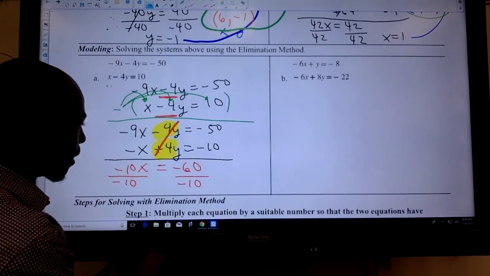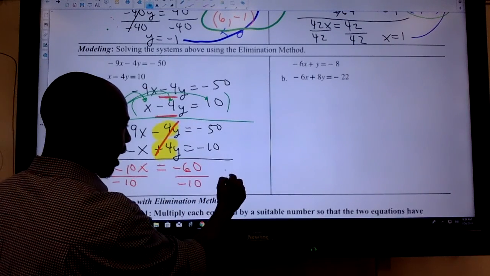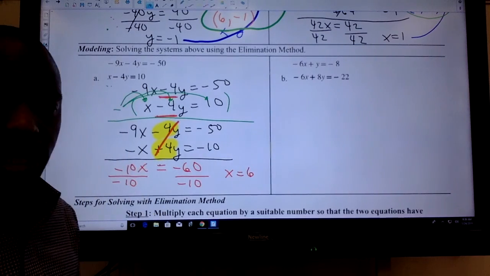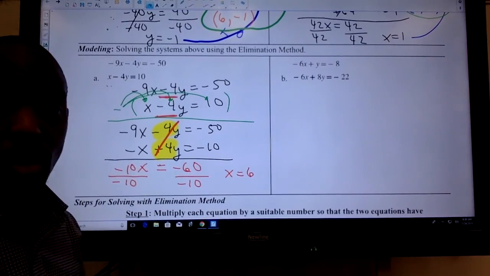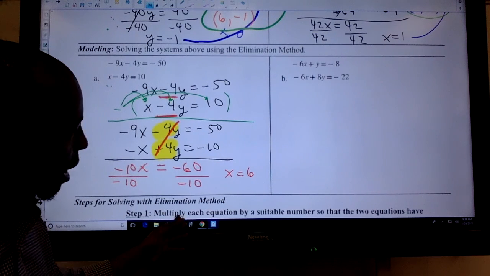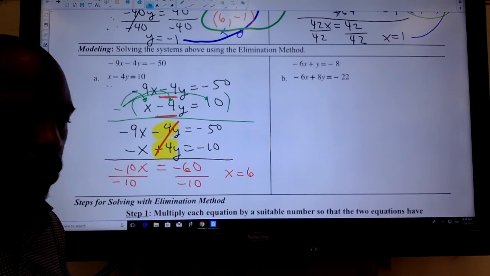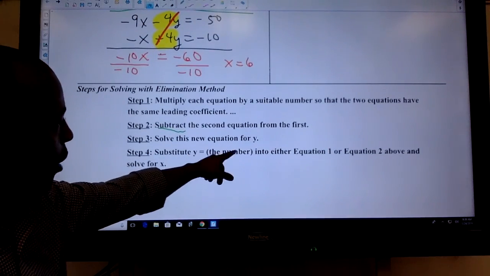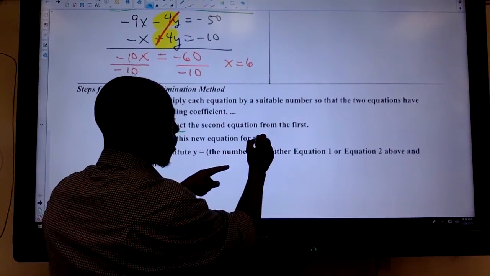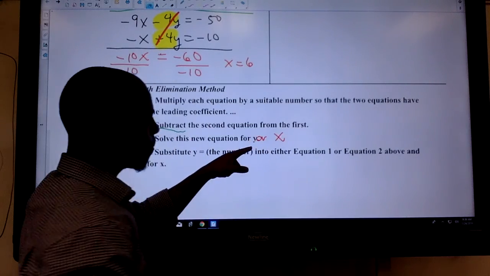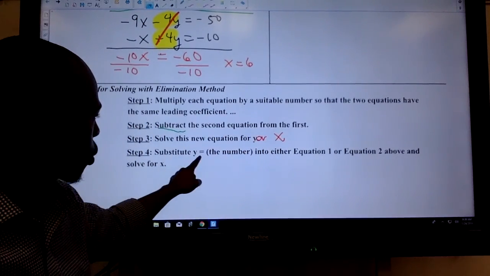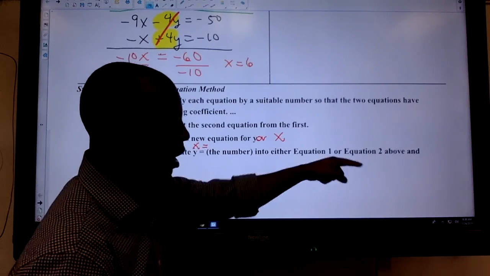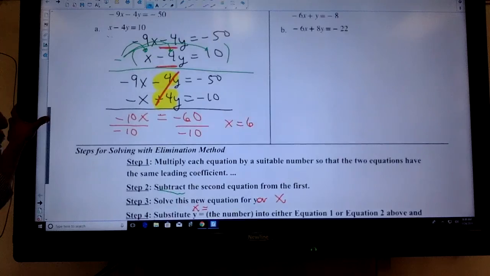So when I divide by negative 10, I end up getting x is equal to 6, which is awesome. This works for us. Because now that I have x equals 6, I can do step 3. Step 3 says, now that I've solved for either x or y, because it doesn't have to be y, it can be y or x, either one, I go and substitute that, whether it's y equals a number or x equals a number, into the other equation. So substitute it into either equation.